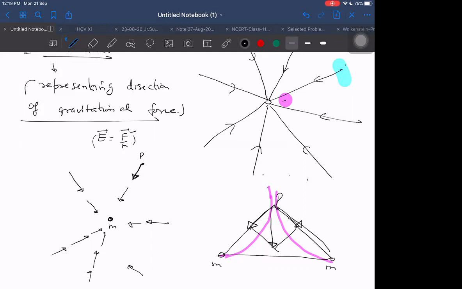This will be radially inward, steadily coming towards the mass. That is how the field lines will be for the point mass.